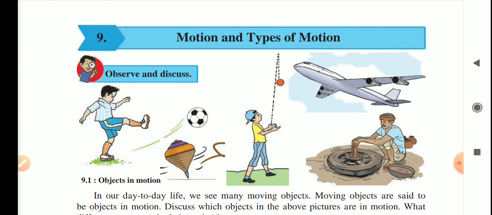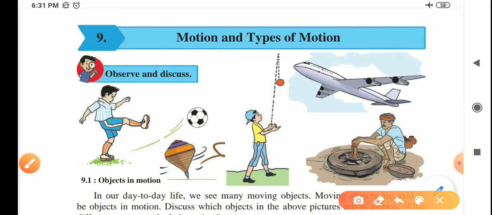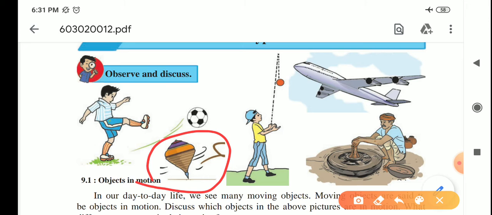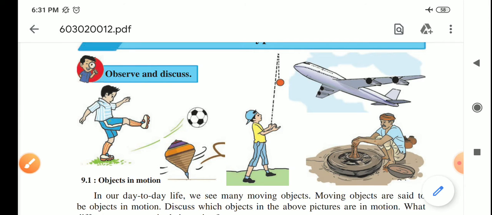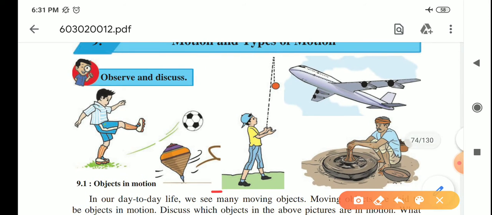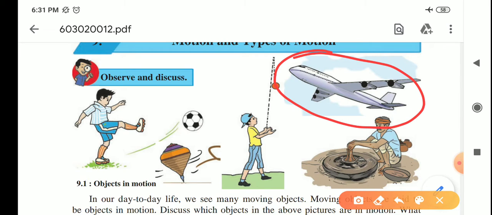In the first image you can see a boy is playing with a football and the ball moves in an inclined direction. In the second image you can see a spinning top rotating around an axis. In the third image you see a boy is playing with a cricket ball. He throws the ball in an upward direction. In the fourth image you can see an aeroplane is flying in the air. So when the aeroplane is in the air, it generally moves in a straight line.